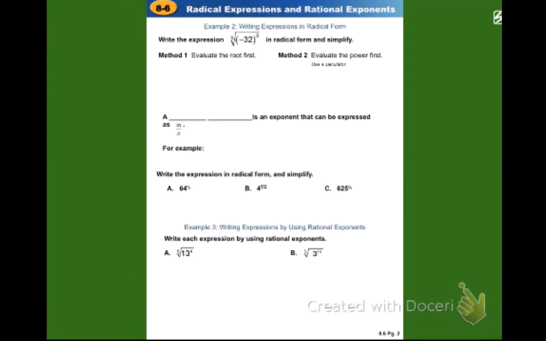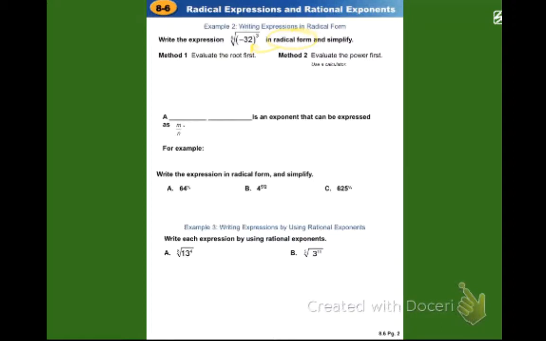Think back when we studied these rational exponents. If I had an expression like this, the fifth root of negative 32 to the third power, and I wanted to write it in radical form, it would look like this. That is the radical form.